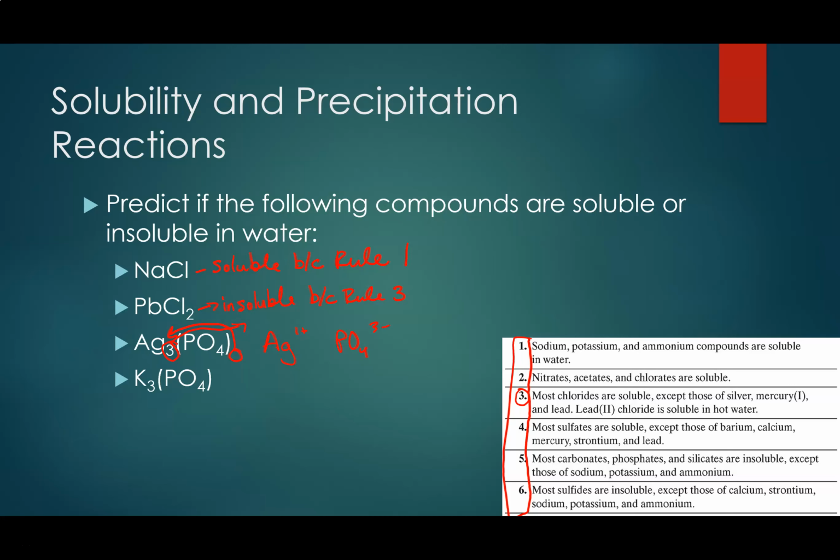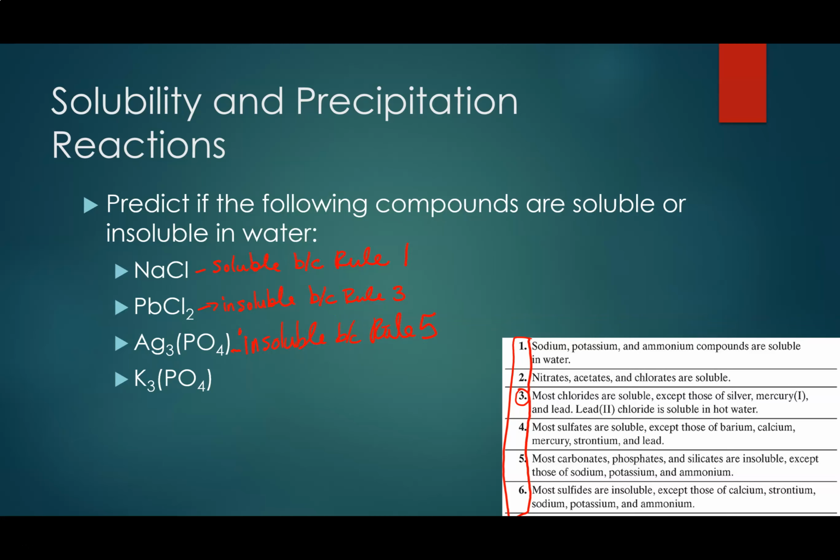All right, so I'm going to look for phosphates on this chart because I don't think silver's on here. And in rule number 5, it says that phosphates are insoluble unless they are attached to sodium, potassium, and ammonium. Well, this is a phosphate, and it is not attached to sodium, potassium, or ammonium. So this guy is insoluble, and I'm going to say because of rule 5.